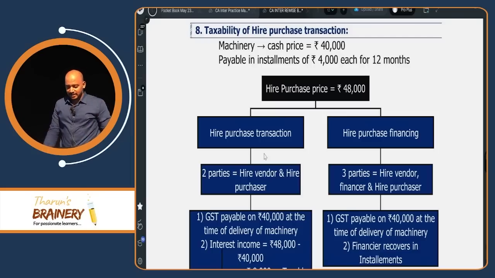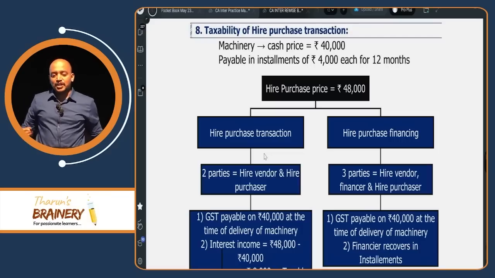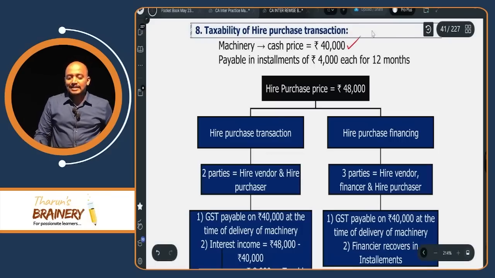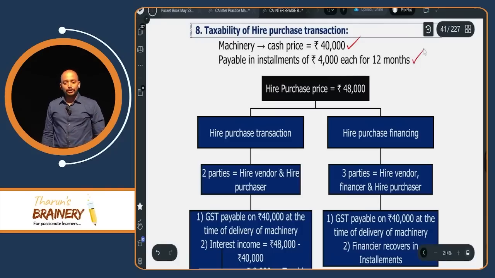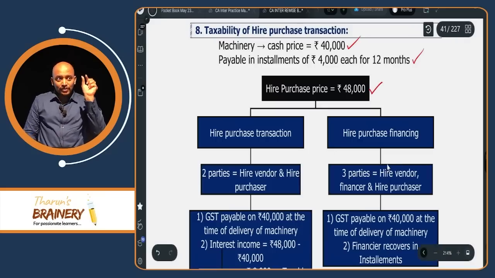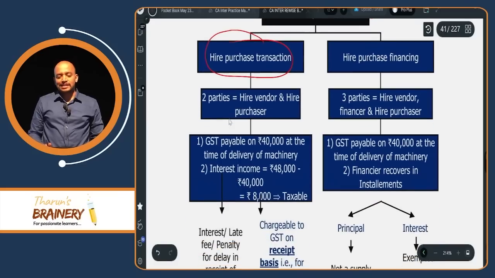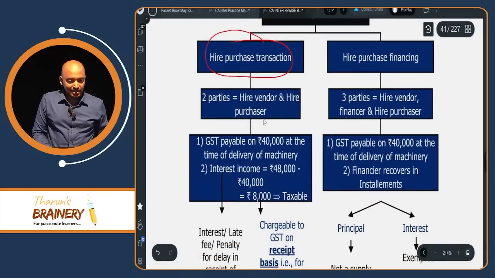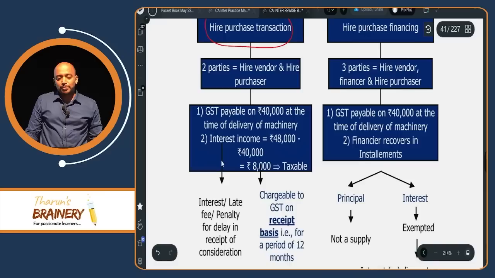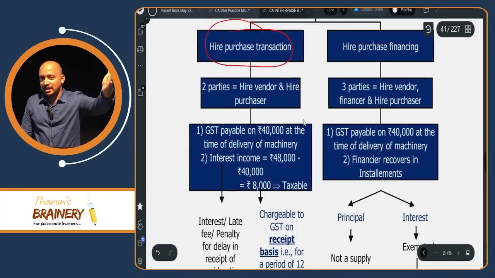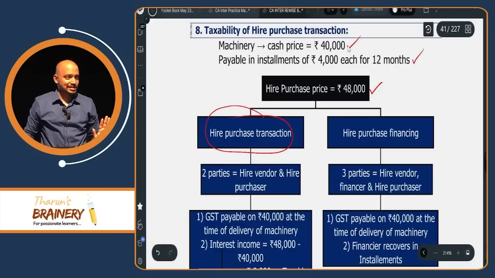So, see this. First, there is a machinery having a cash price of 40,000 rupees and this is payable in installments of 4,000 rupees each for 12 months. Then what is the hire purchase price? 4,000 into 12, 48,000 is the hire purchase price. What is the interest involved in hire purchase? 8,000. Suppose it is a hire purchase transaction, there are two parties, hire vendor and hire purchaser. Now, GST is payable on 40,000 at the time of delivery of machinery. That is the cash price, we will pay GST today itself.